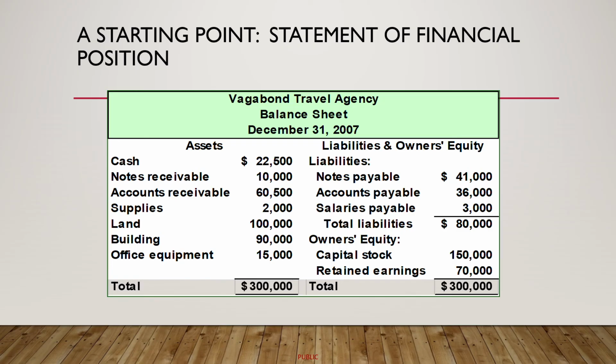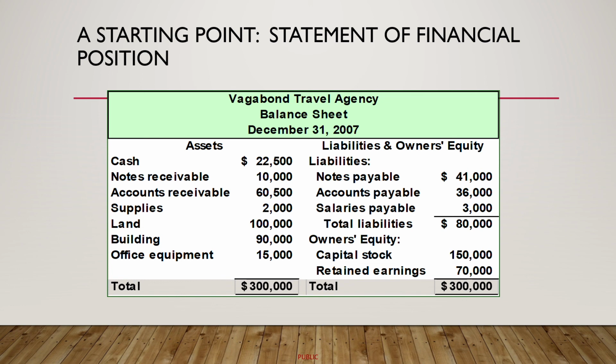In assets we have cash, notes receivable, accounts receivable, supplies, land, building and office equipment. And on the right side, in liabilities, we have notes payable, accounts payable and salaries payable. Owner's equity is capital stock and retained earnings.